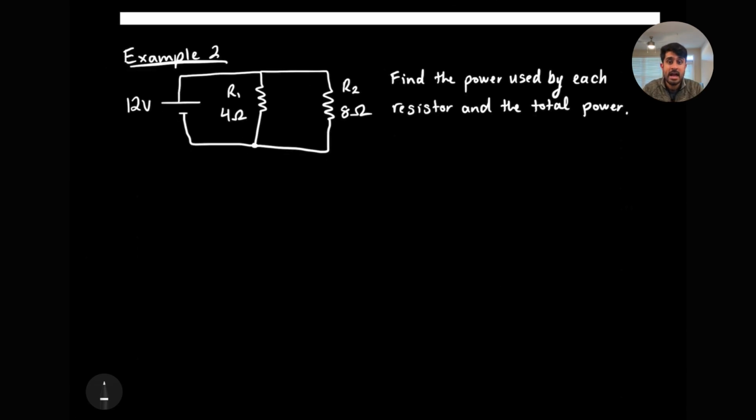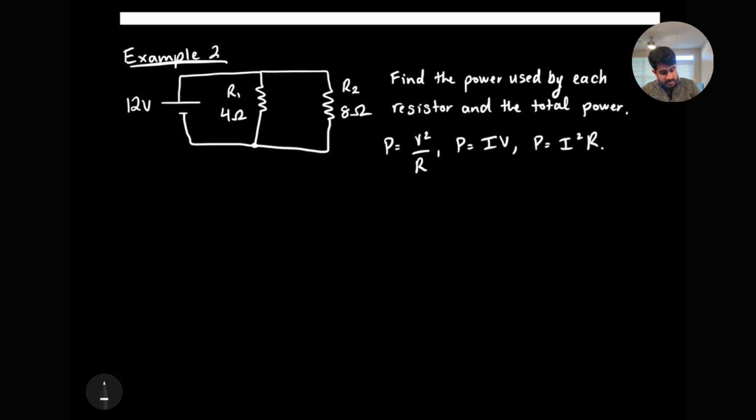In this case, we already have a circuit that's drawn out for us. We have a 12-volt battery and two resistances connected. We have R1, which is 4 ohms, and R2, which is 8 ohms. We need to find the power used by each resistor and the total power of the entire circuit. So again, let's write all of our equations. P is equal to V square over R. P is equal to IV, and P is equal to I square R.